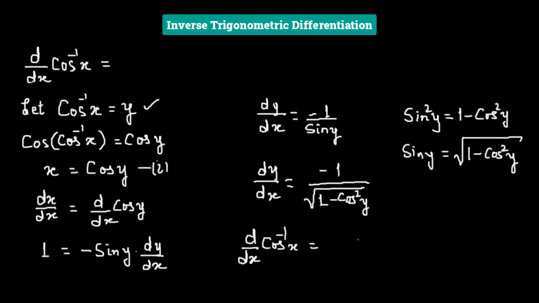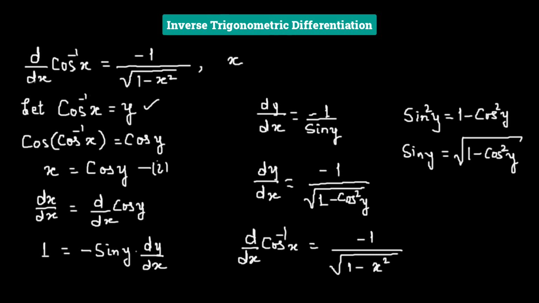So that gives us negative 1 divided by square root of 1 minus, so cosine of y will be x, so we have x squared. So the derivative of the cosine inverse function is negative 1 divided by square root of 1 minus x squared. And here the value of x is going to lie between negative 1 and positive 1. Negative 1 and 1 are both excluded.